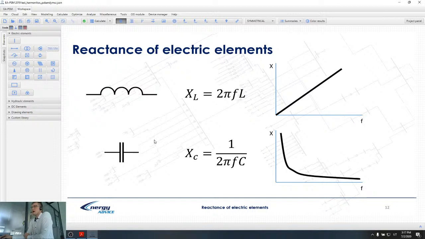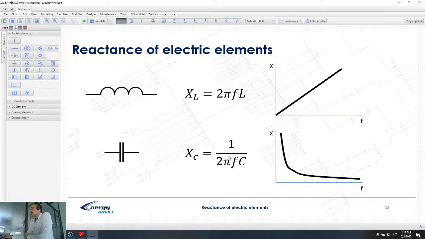Also, we have a different type of element in electrical networks, which is capacitance. So these are capacitor banks. We can also have series capacitors, especially in high voltage networks. So here we have a different story. Now the reactance of the capacitor is equal to 1 divided by 2 times pi times frequency times capacitance.